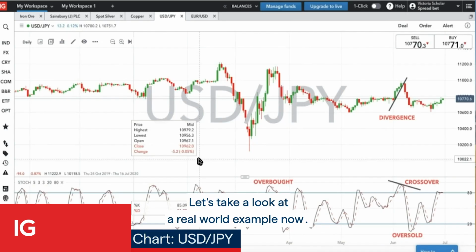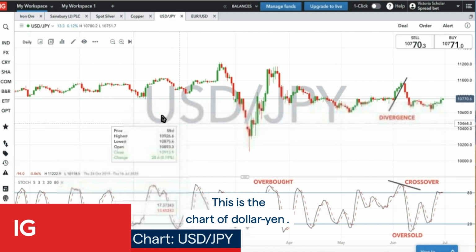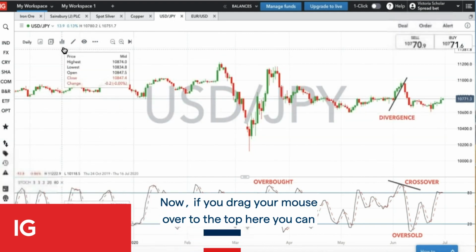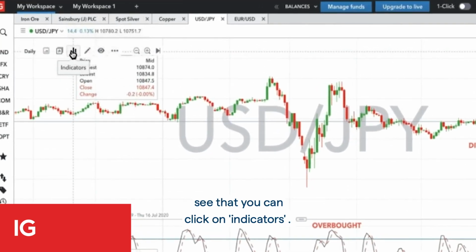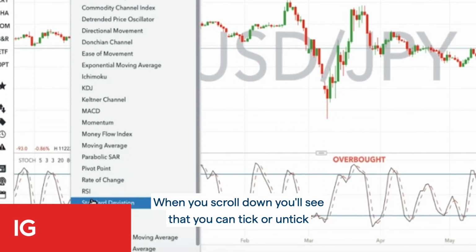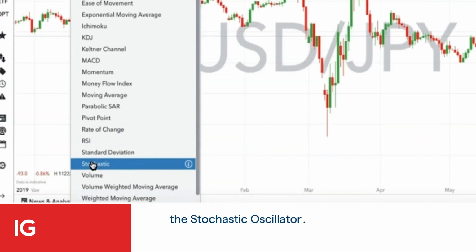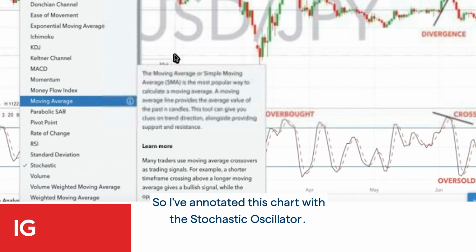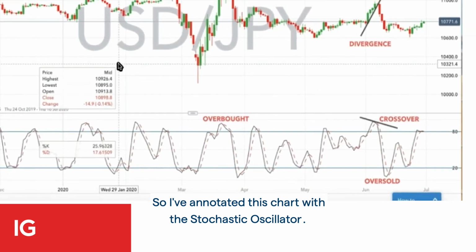Let's take a look at a real-world example now. This is the chart of dollar-yen. Now, if you drag your mouse over to the top here, you can see that you can click on indicators. When you scroll down, you'll see that you can tick or untick the stochastic oscillator. So I've annotated this chart with the stochastic oscillator.